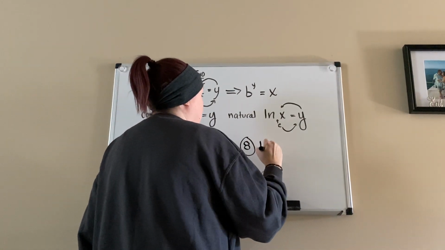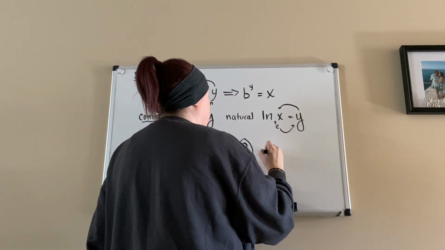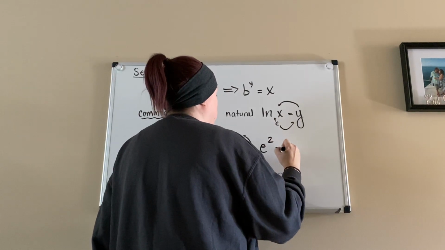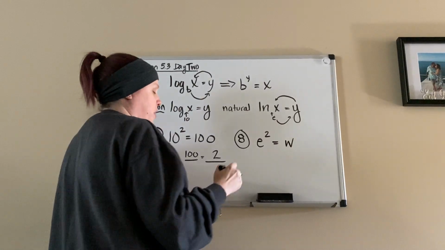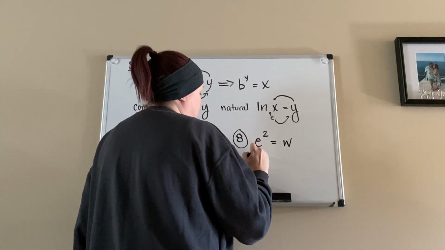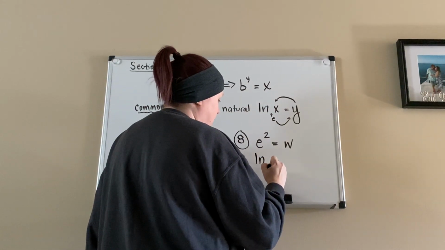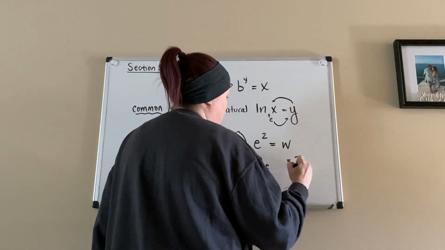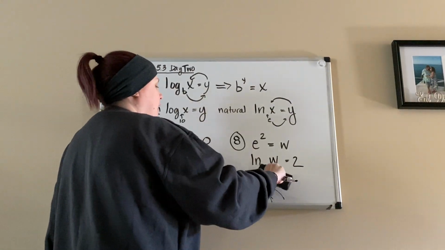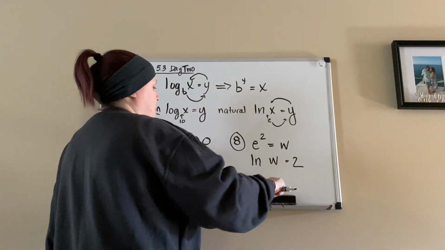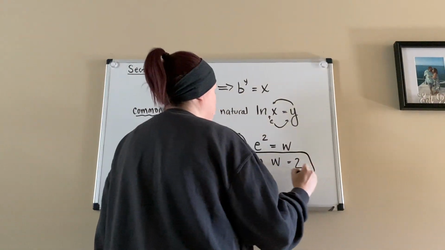So number 8, the same thing with natural log. If you have e squared equals w, I can't actually calculate e squared in my head, so I can't do that for you. We would have ln, because it's got the e, we'd have the little e down here. The 2 would go on the other side, the w in the middle, and you do not write the e. And there's your answer.